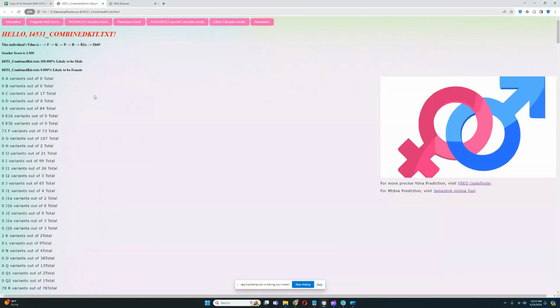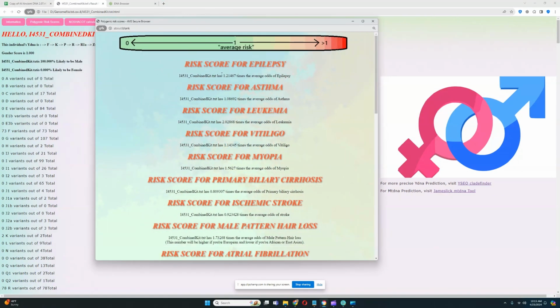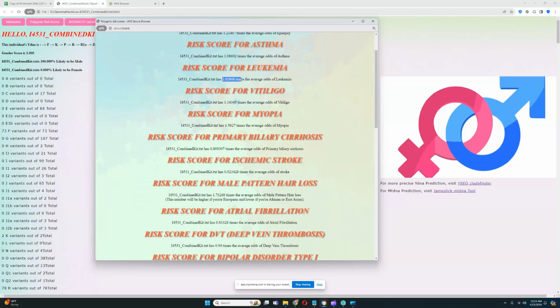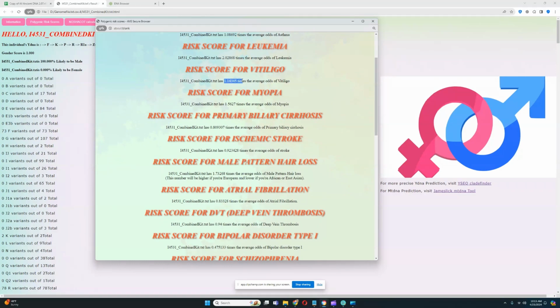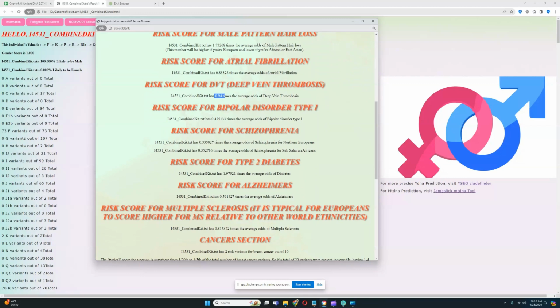Good stuff. Let's see the polygenic risk scores right now. It looks like they got slightly above average odds for epilepsy. Typical stuff. Slightly above average odds for asthma. High odds for leukemia. Very interesting. Slightly above average for vitiligo. Slightly above average for myopia. Slightly below average for primary biliary cirrhosis, slightly below average for stroke, above average for male pattern hair loss, and that is also going to be higher if you're European. Slightly below average for atrial fibrillation, slightly below average for deep vein thrombosis, very low for bipolar type 1.